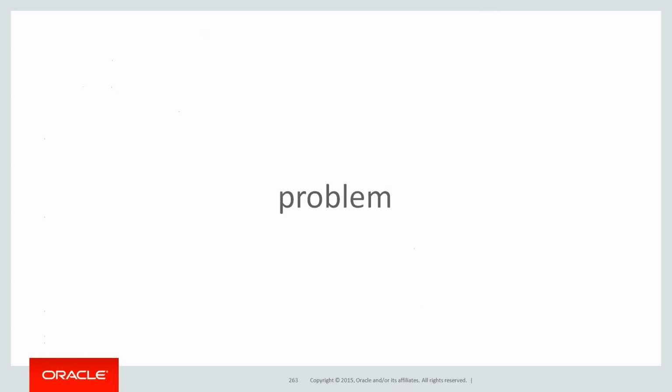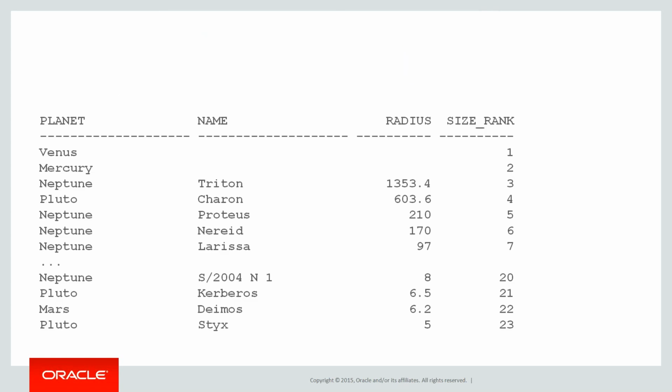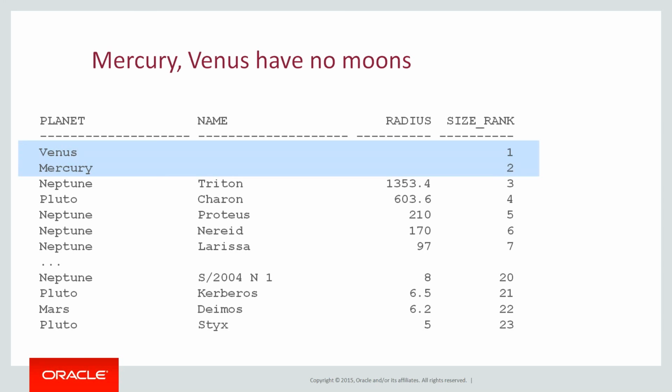There's a problem with that, right? And the problem is, the reason they came out as number one is because they don't have any moons, right? So when I did an outer join to the moons table, they came back as null. My radius was null. By default, nulls are ranked first. So Venus and Mercury came out first, even though they didn't have a moon. We didn't probably want that.